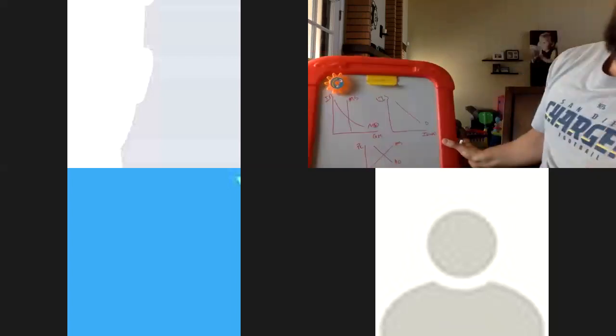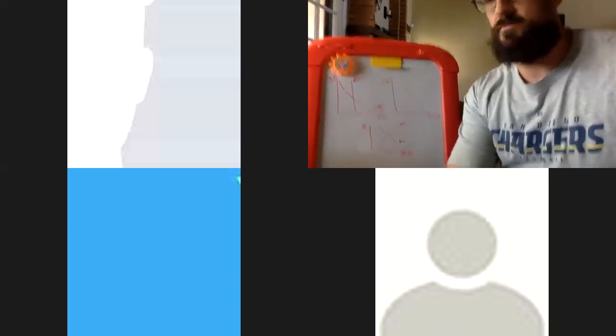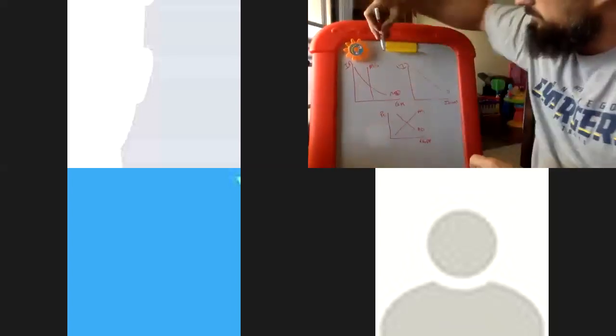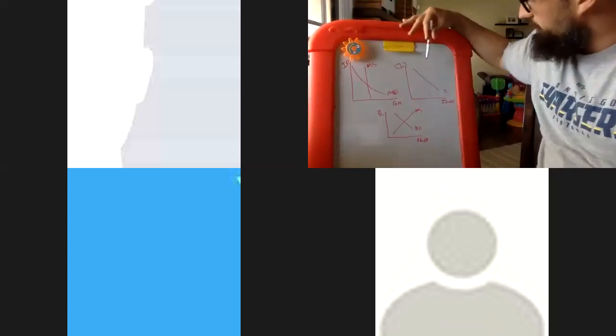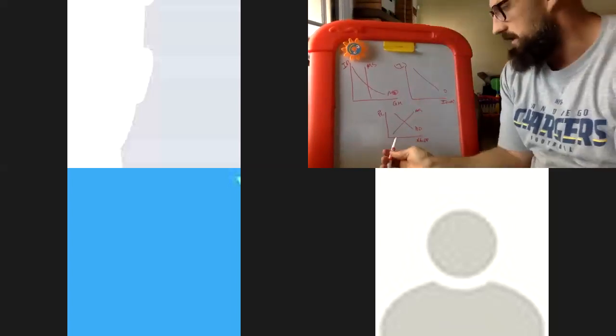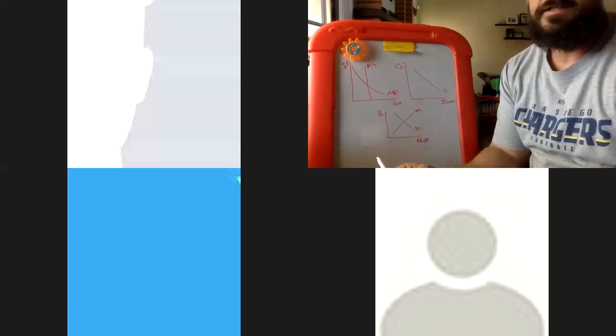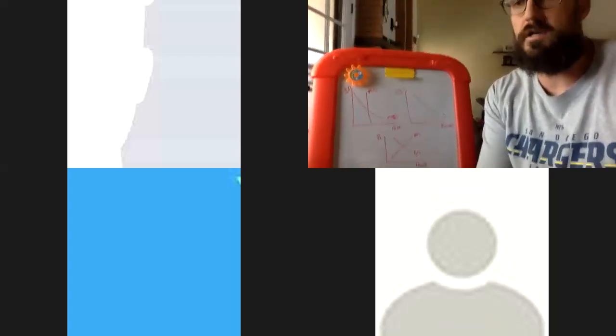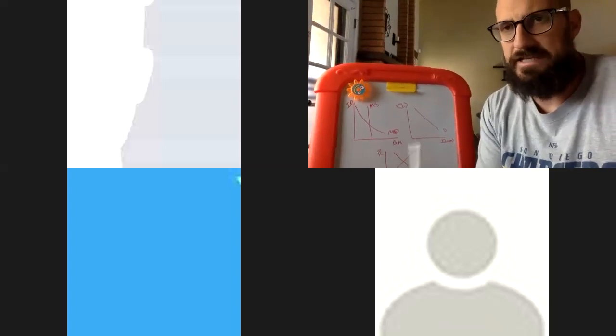Okay, so here we go. We've got these three graphs, right? We've got the money supply curve, the investment demand curve, and then we've got an AD-AS model. Let's see what happens when we manipulate the money supply curve.